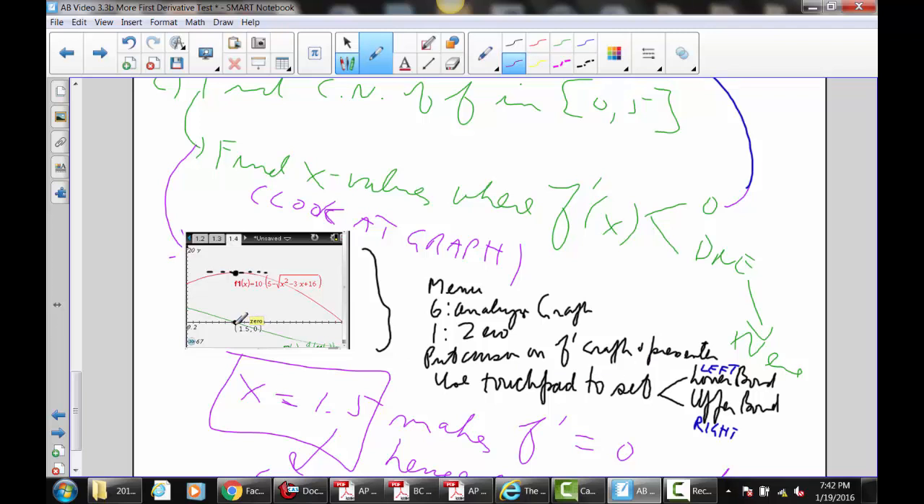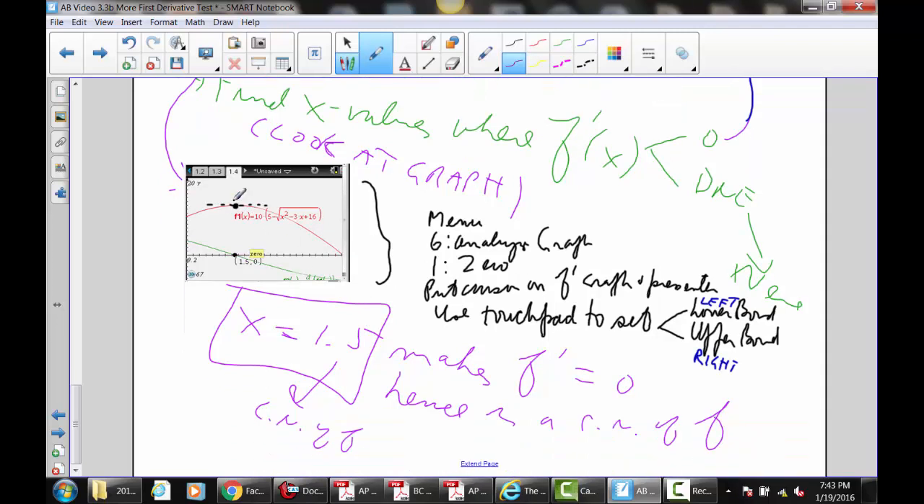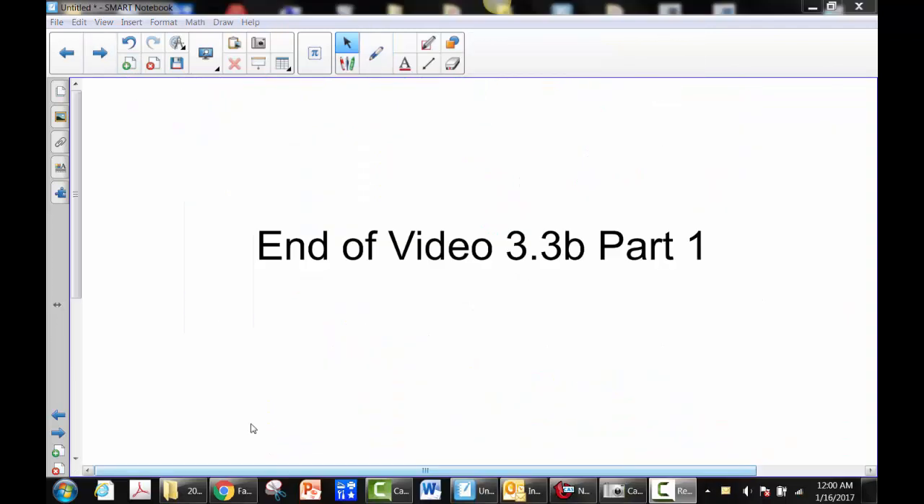And you'll notice, and this is going to be really important later, that when the derivative is equal to 0, if you follow up here, that's where you have a horizontal tangent line. Of course that's true, because if the first derivative is 0, then the slope of the tangent line is horizontal at that x value on f of x. Okay? And that's the end of video 3.3b, part 1.